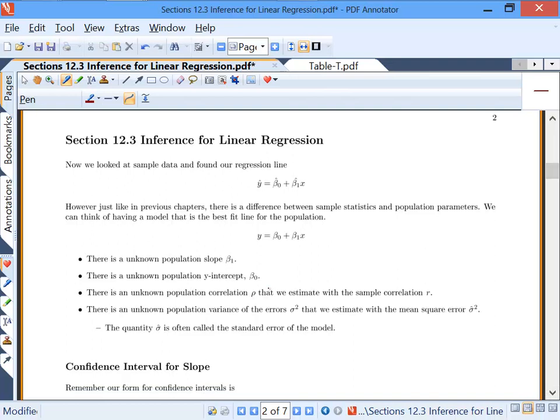Now, we've also talked briefly yesterday about correlation. So we have population correlation, which we use the symbol rho, and we estimate it with our sample correlation R. We have our unknown population variance of the errors, sigma squared, that we estimate with our mean square error, sigma hat squared. And also, when we look at the computer output, lots of times sigma hat, so just the square root of it, is called the standard error of the model. So if you're ever looking at linear regression output and they tell you the standard error, that's probably our sigma hat.